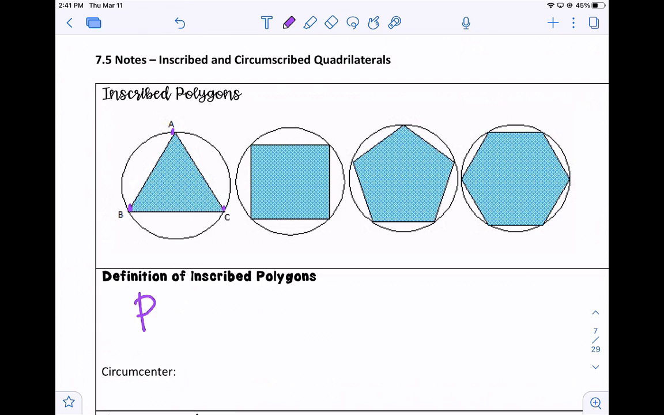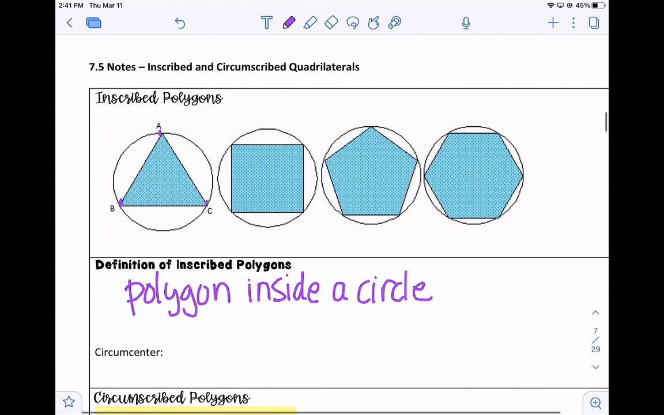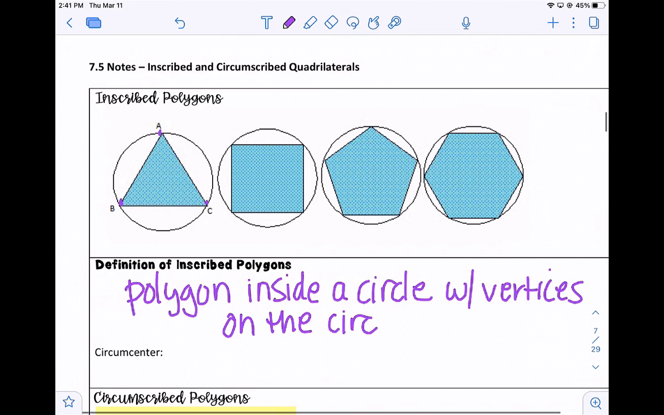So it's a polygon inside a circle with vertices on the circle. Okay, and we're going to skip over the definition of circumcenter. We won't be using that in this chapter.